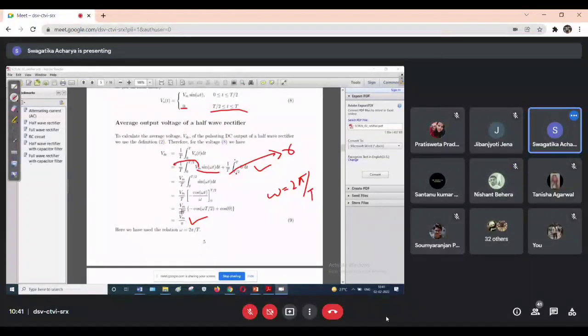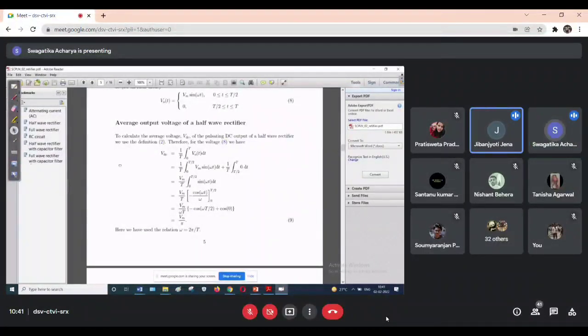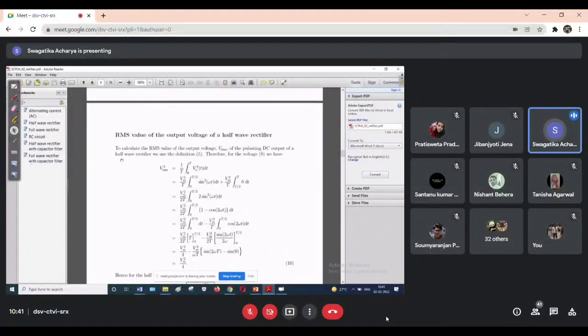Here it is Vm by 2 pi into 2, the 2 cancels out. Remaining is Vm by pi, with minus 1 then 1. So you can follow this one. Okay, for the next class we will do the RMS value calculation.